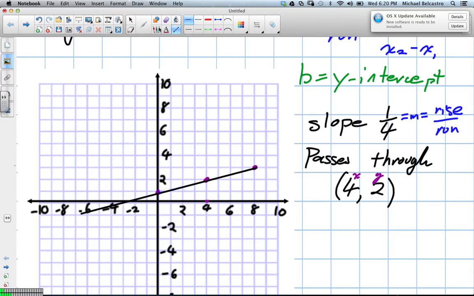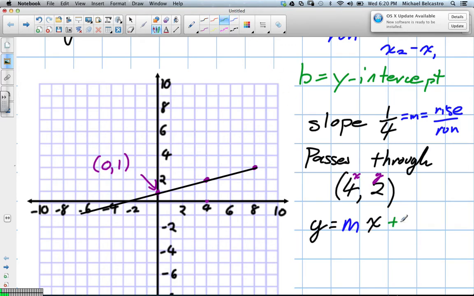That's great. And because we've graphed the line, we actually pass exactly through a y-intercept, it looks like. Looks like the y-intercept is (0, 1). Okay, that makes it easy. We can write our line, y equals mx plus b. So we know we can replace the m with 1/4 and the b with the value of positive 1. And here's our equation of a line.